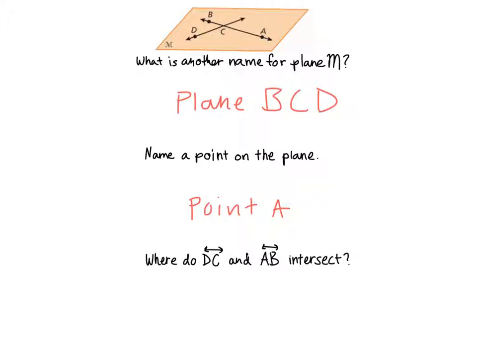Where do line DC and line AB intersect? Right, at point C. Remember, 2 lines intersect at a point. Where do 2 planes intersect? In a line. Yep. Any questions on the first slide?